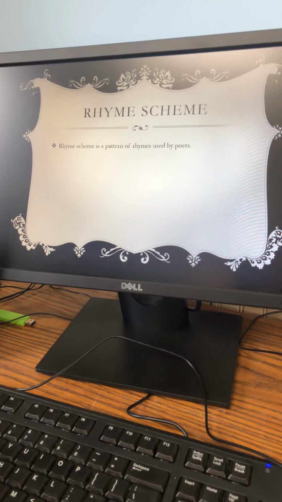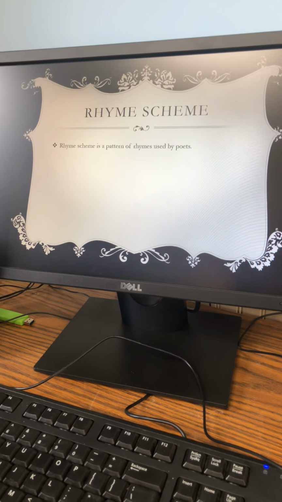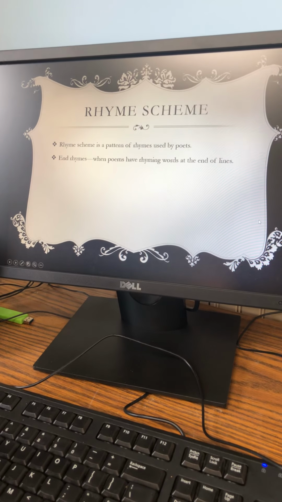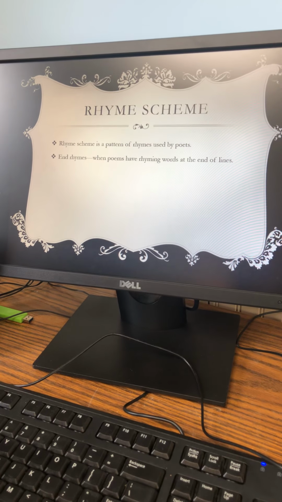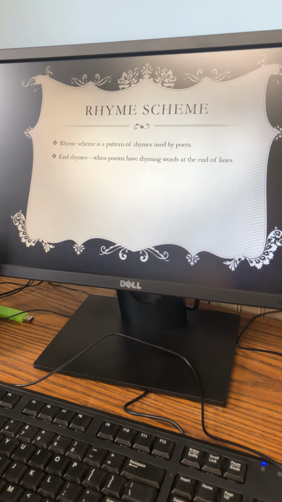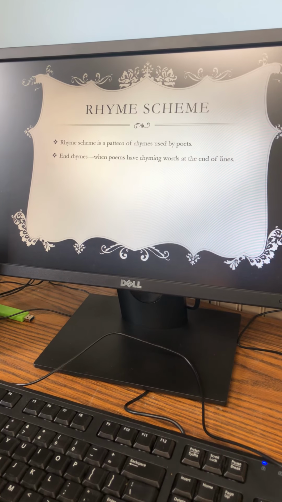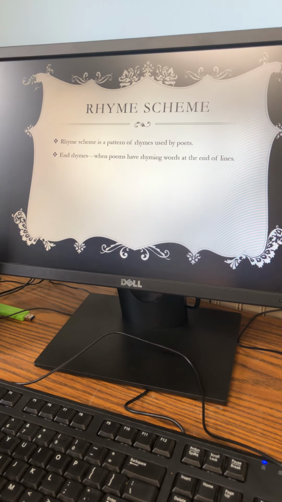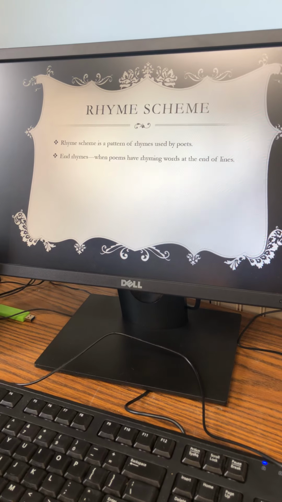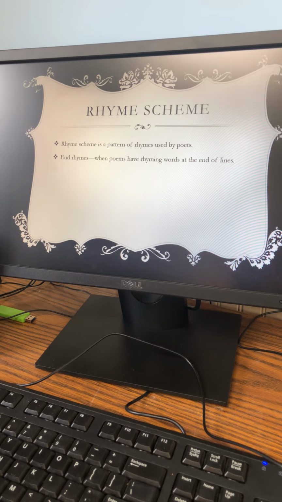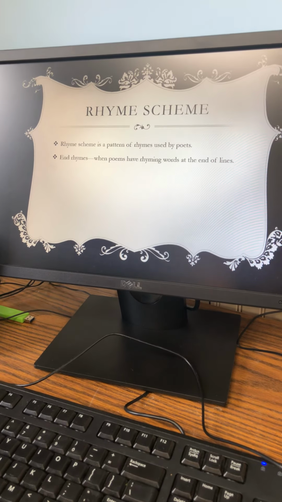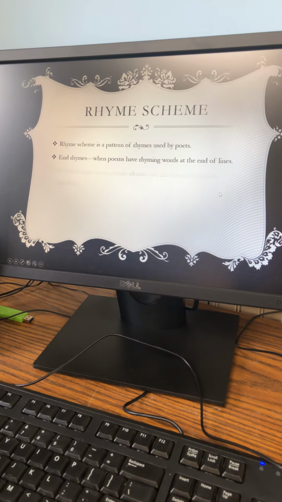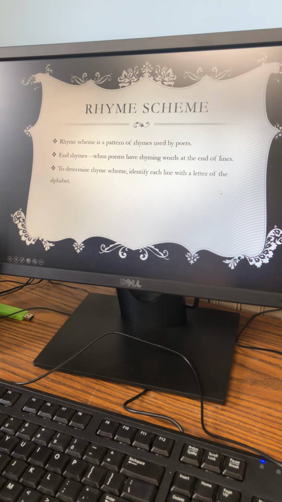All right, rhyme scheme is the pattern of rhymes used by poets. When we talk about rhyme scheme, we are only concerned with end rhymes. Remember from the previous notes that end rhymes are words at the end of the lines that rhyme. They do not have to be in consecutive lines. They just have to be at the end of the line. An internal rhyme, remember, is when you have a rhyme inside the same line. We're not worried about that at all. We are only worried about end rhymes when trying to find rhyme scheme.